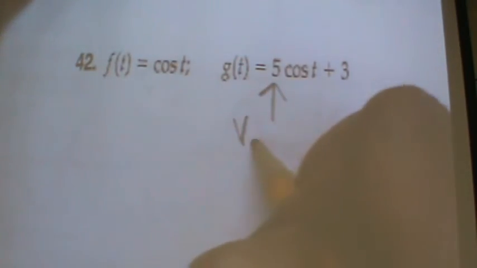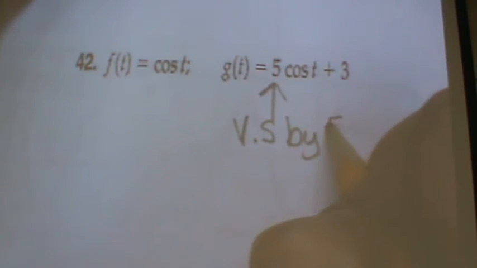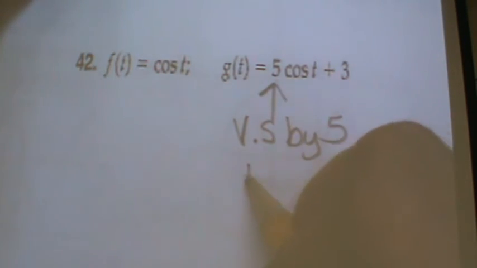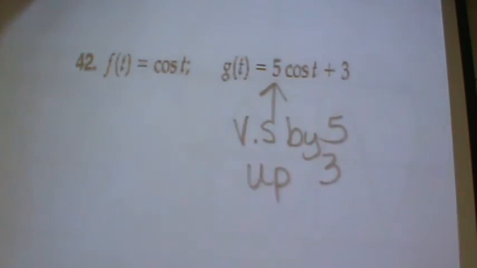How about 41? Vertical stretch by 3 and up 2. This is called your amplitude. Your amplitude is 3. How about 42? Vertical stretch by 5, and that's an amplitude of 5 and up 3, right? 43, up 3.